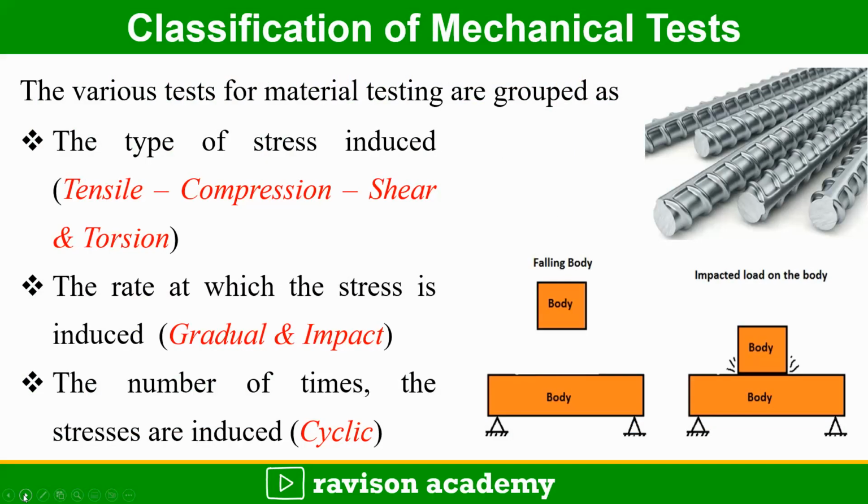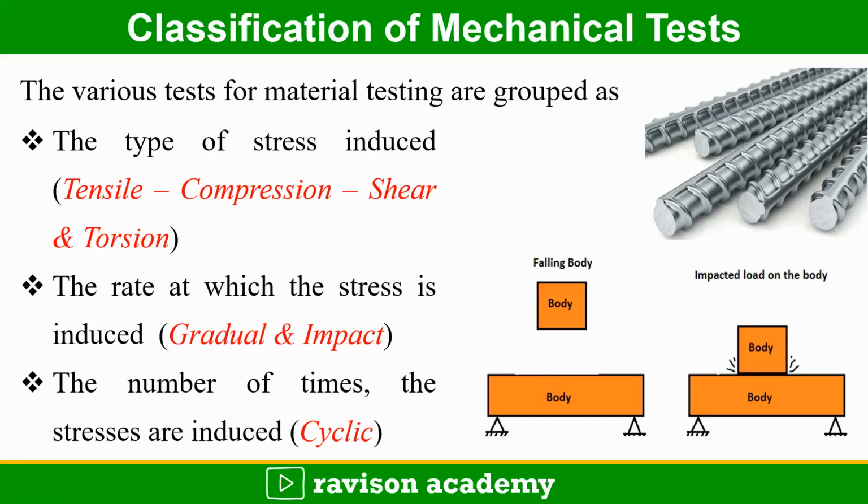So coming to the classification of mechanical tests, there are different types of mechanical tests performed on the specimen to characterize the material. The different types of stress induced are tensile stress, compression stress, shear stress and torsional stress. All these stresses are induced by a universal testing machine.